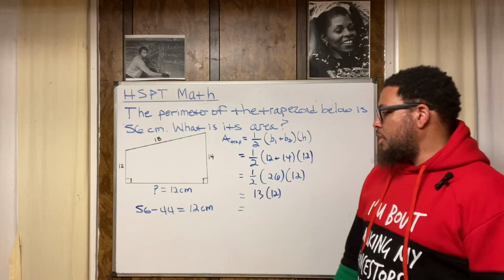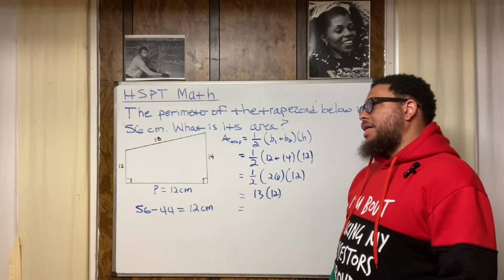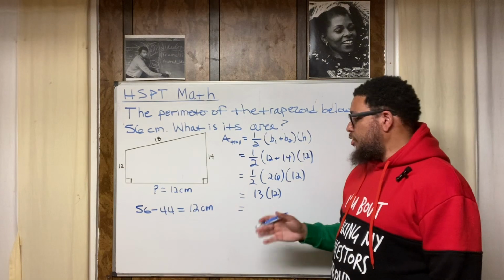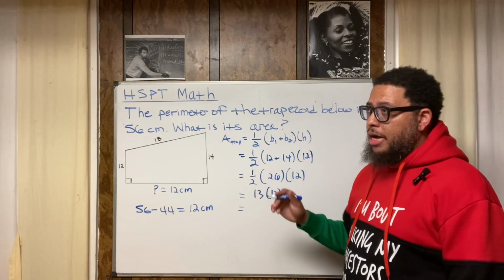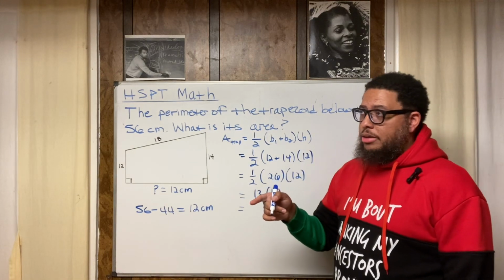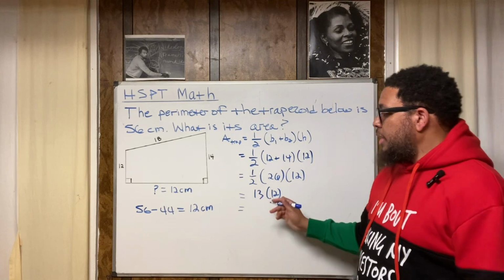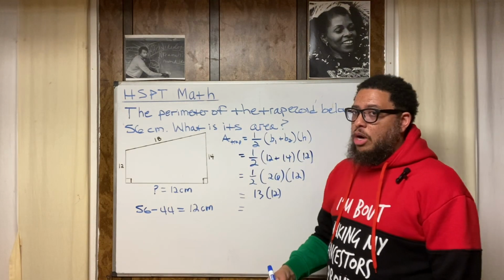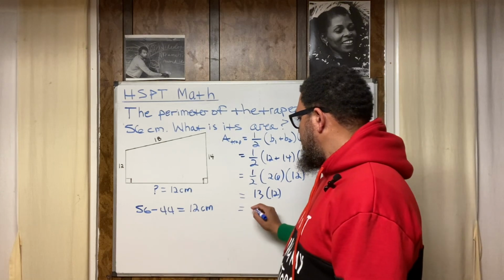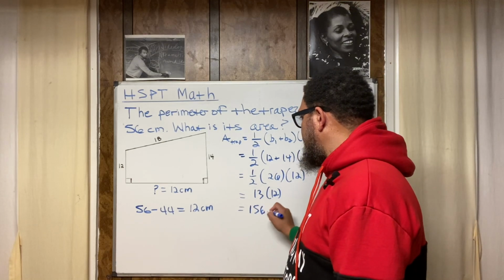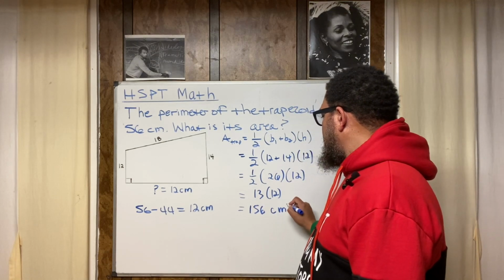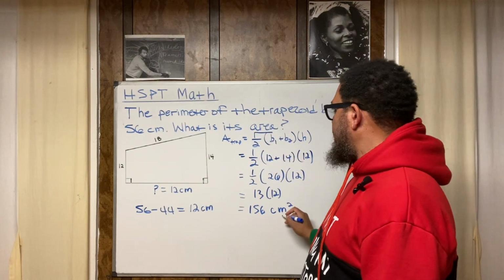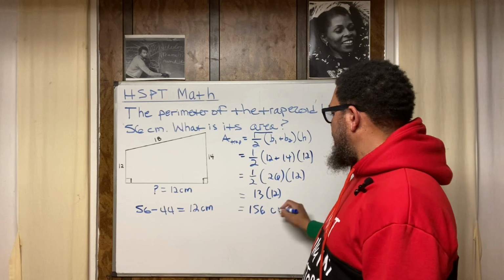What's 13 times 12? Well, let me see. 12 times 12 is 144. I know that by heart. If you add another 12 to 144, that's going to be what? 156. 156 squared, because area is squared. Area is squared.